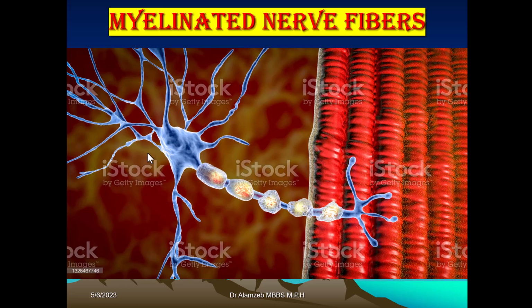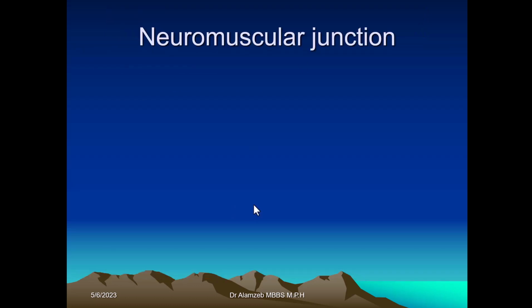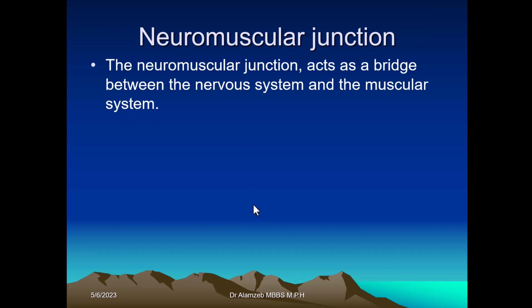This neuron is a myelinated, multipolar neuron. You can see this. This motor neuron is covered by a myelin sheath, and these are the axon terminals, and a neuronal button makes a junction with the muscle fibers of skeletal, cardiac, or smooth muscles. The neuromuscular junction acts as a bridge between the nervous system and the muscular system.